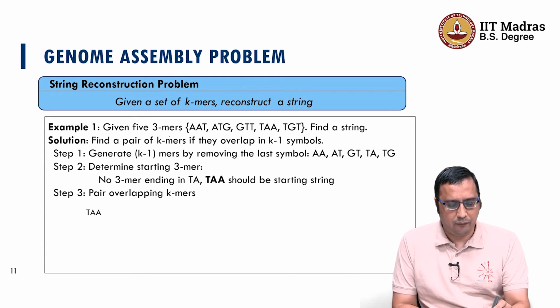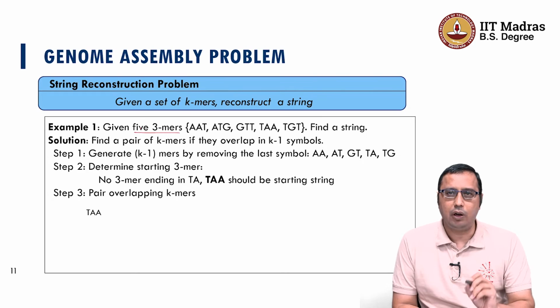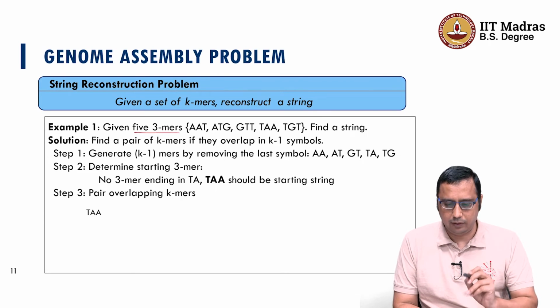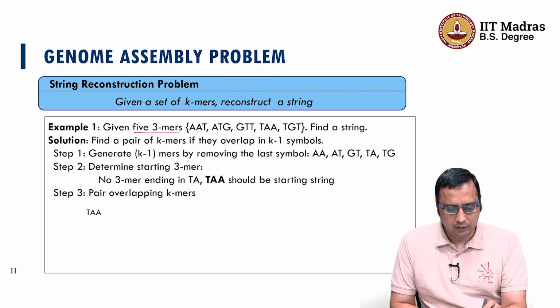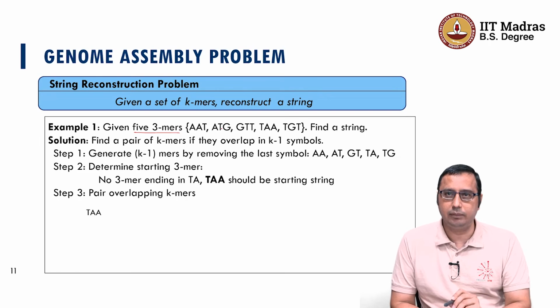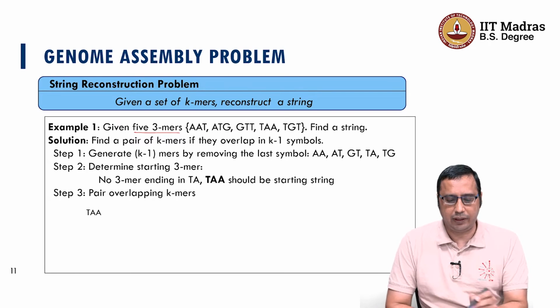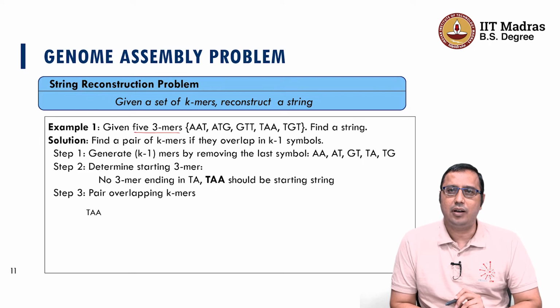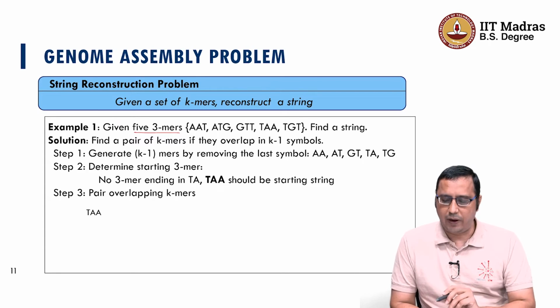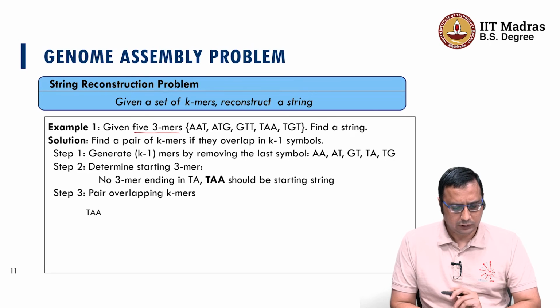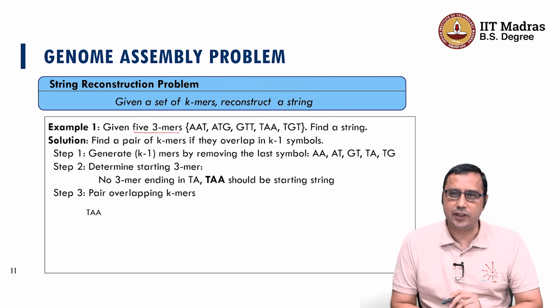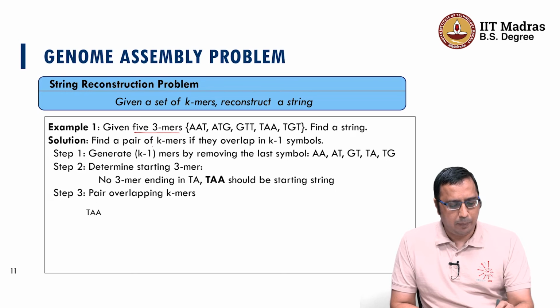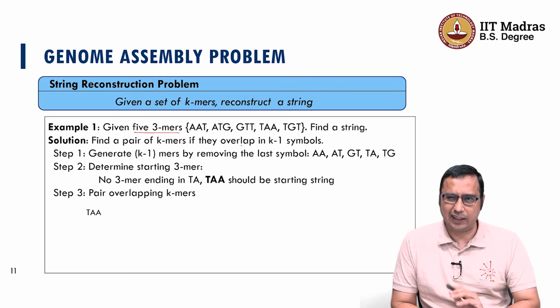Here in the example we have 5 3-mers. Of course, when I say k-mers they are always overlapping, remember that, and you can see that AAT, ATG are overlapping but not in the same sequence. So I cannot just reconstruct a string or sequence out of it. And the question, as I told you, is to find a string or sequence. So for this algorithm, we find a pair of k-mers if they overlap in k minus 1 symbols, and then stitch them together.